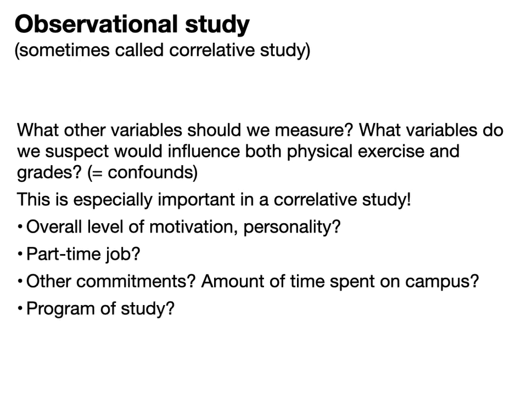We could measure the amount of time they spend on campus, their program of study, maybe the type of exercise they do is an important variable that could influence the effect of exercise on grades. So we'd want to know what kind of exercise were they doing. So all important confounds that we might need to think about.